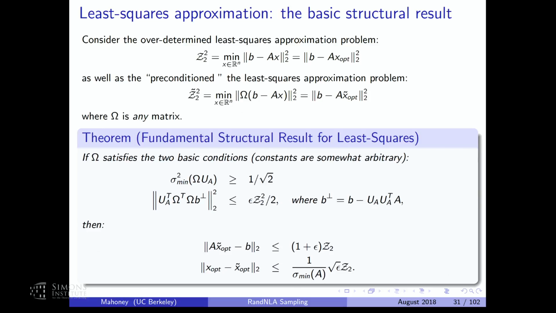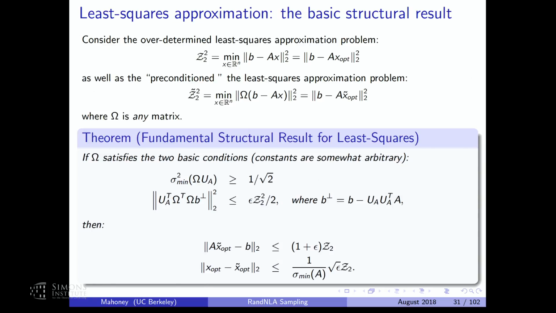If sigma min, so we know that the singular values of U are 1. If sigma min of the sketched version of U is greater than a half, you can actually be bad on the upside, but say it's between a half and 3/2. And if U A dotted into B perp, what's B perp? B perp is the part of B sitting outside the column space of A.